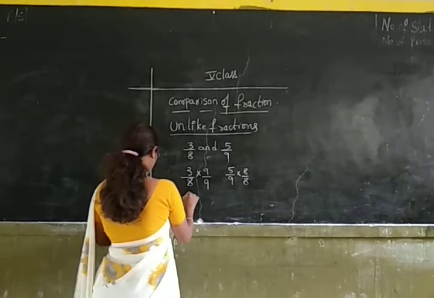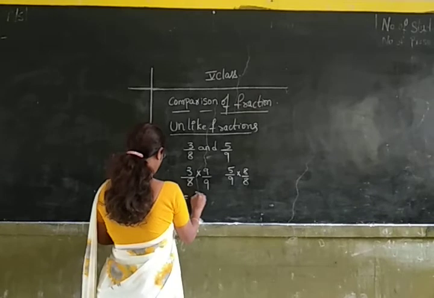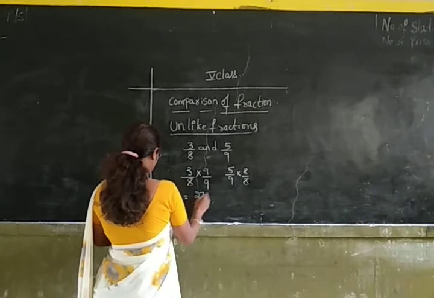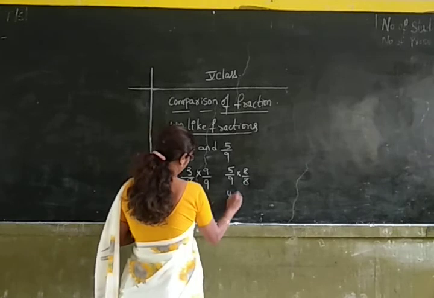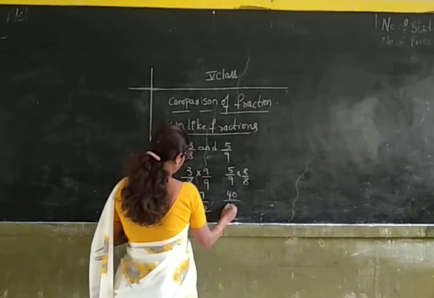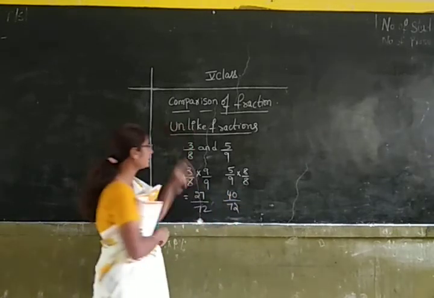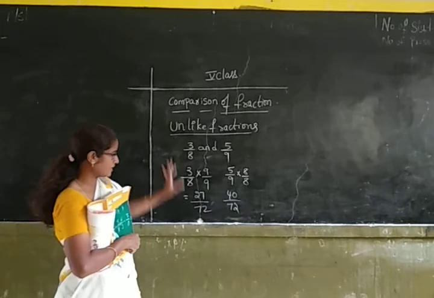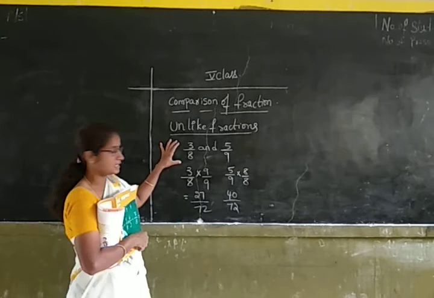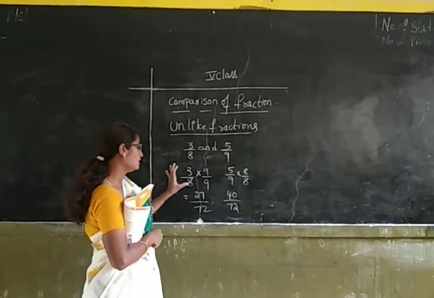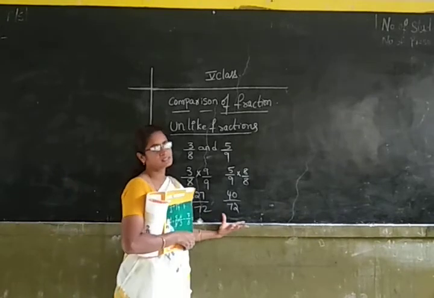Okay, children? 3 9s are how much? 3 9s are 27 and 8 9s are 72. Similarly, 5 8s are 40 and 9 8s are 72. Here we have made the unlike fractions into like fractions by making the denominators same.